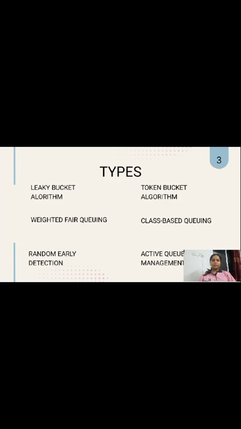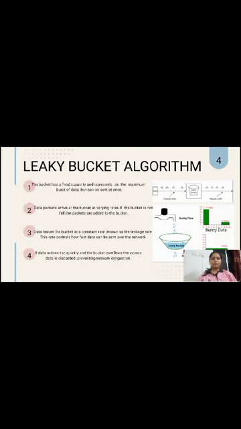As you can see in this slide, I have listed 6 traffic shaping algorithms, which are majorly token bucket, leaky bucket, weighted fair queuing, class-based queuing, random early detection, and active queue management. In this PPT, I'm going to focus on the leaky bucket algorithm. So let us know what the leaky bucket algorithm is.